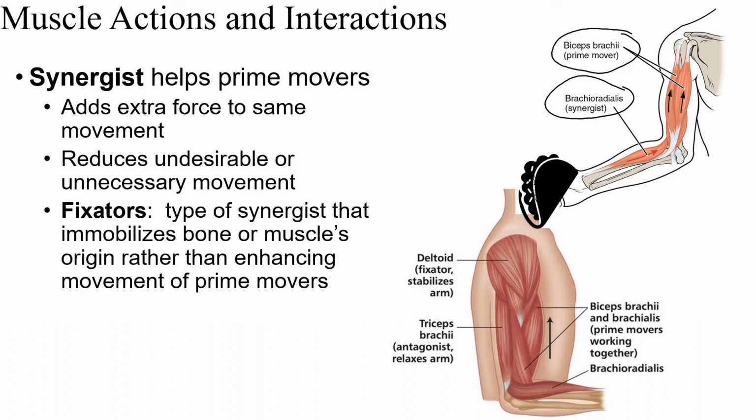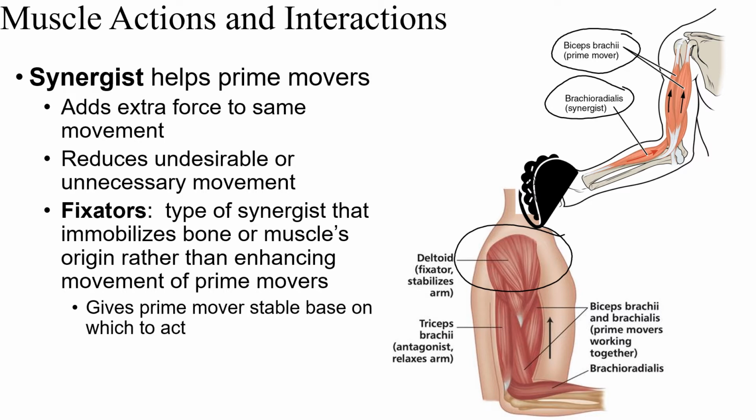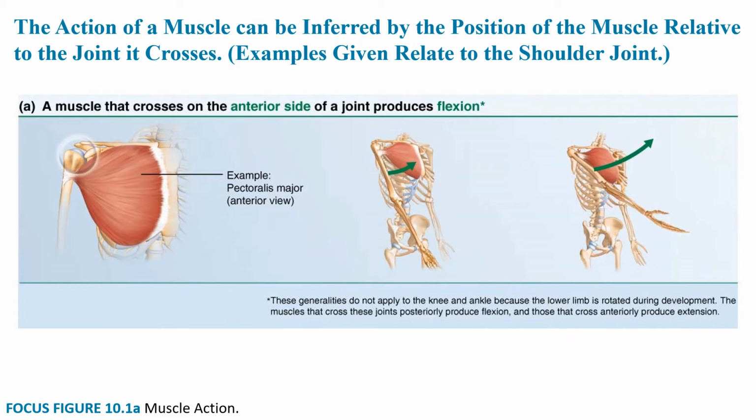Now, within this group, we have something called fixators, which are a type of synergist, and what they do is help immobilize an area so that the prime movers can work against that. For example, in this bottom image, the deltoid is going to be the fixator, which is going to stabilize the arm so that the biceps brachii and the brachioradialis can contract. So it gives the prime mover a stable base on which to act.